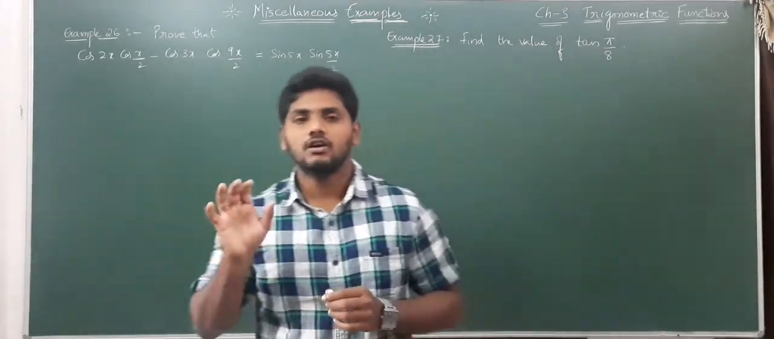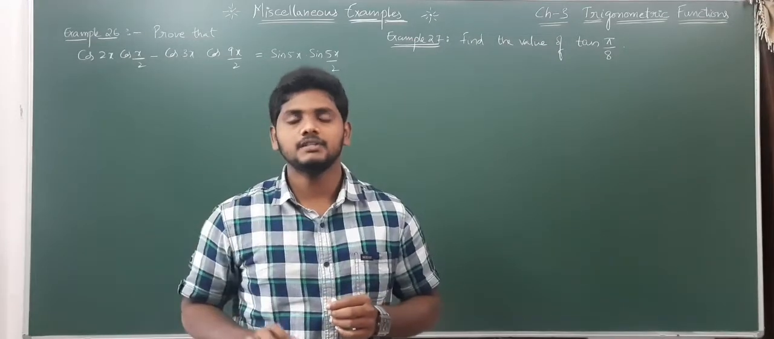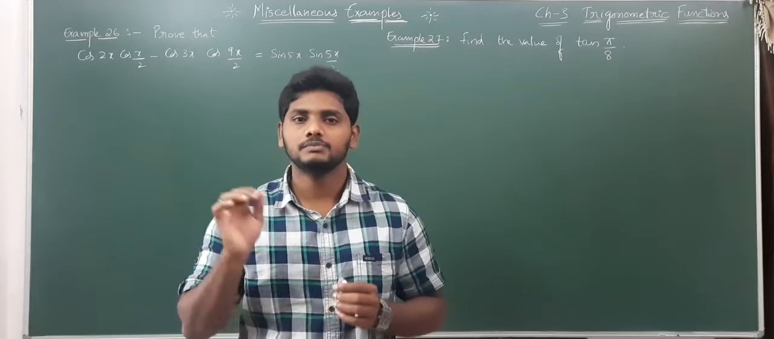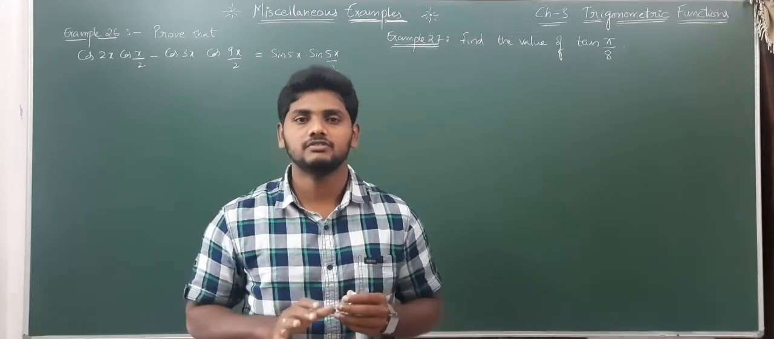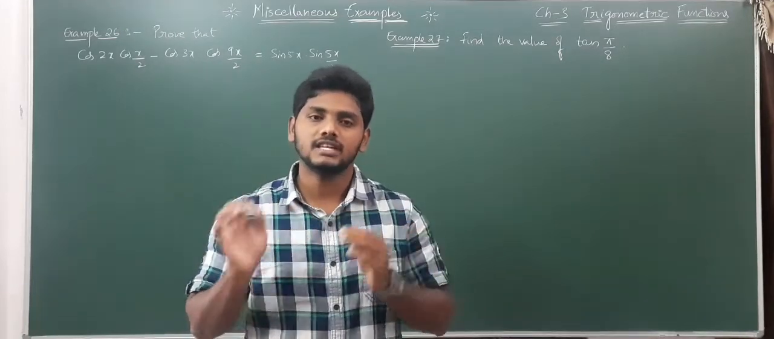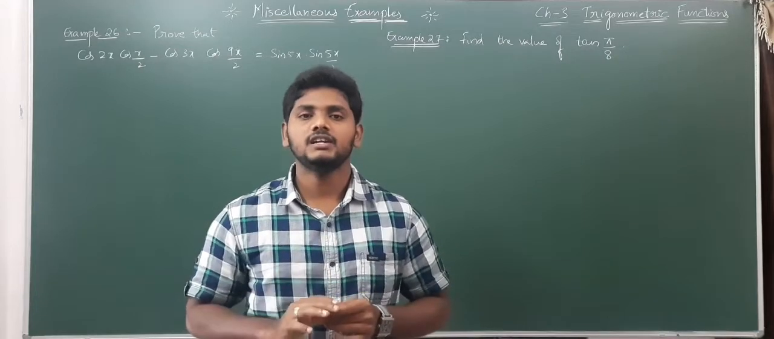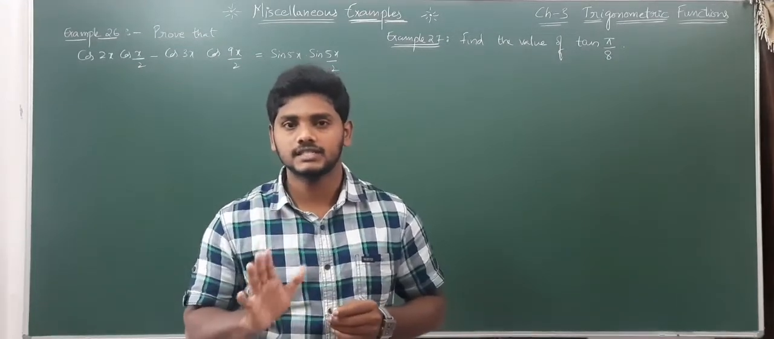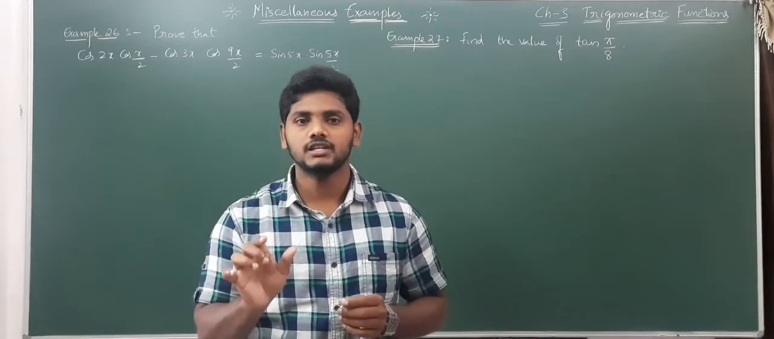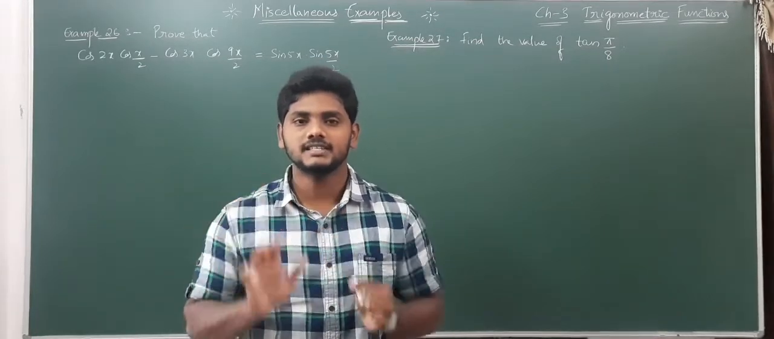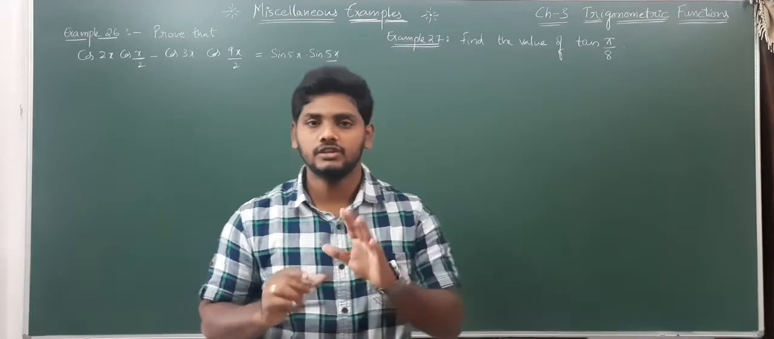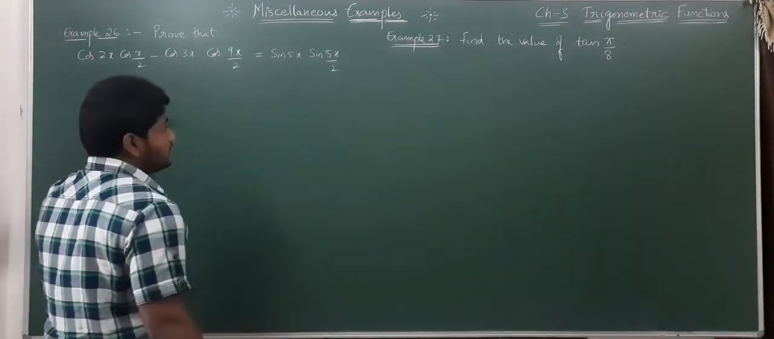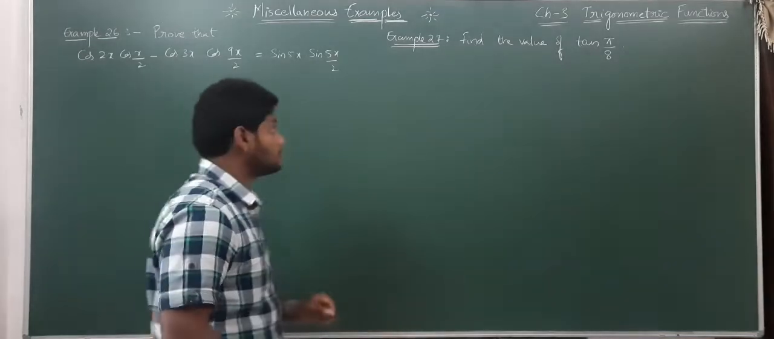If you practice all the miscellaneous examples and miscellaneous exercise questions from the entire book, from chapter 1 to chapter 16, how many chapters will be there? If you practice all those examples and exercises, definitely you will get a minimum of 20 questions in CET. Out of 60 questions, 20 questions will come only from miscellaneous exercises and examples. So that much importance you need to give to these exercises. Let us solve examples 26 and 27 in this session.